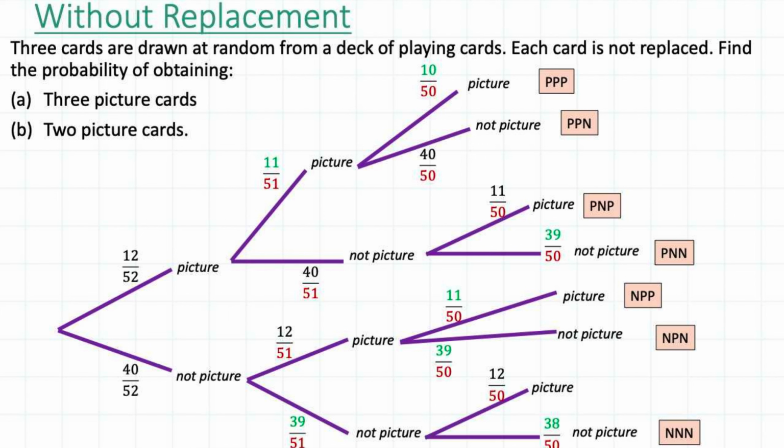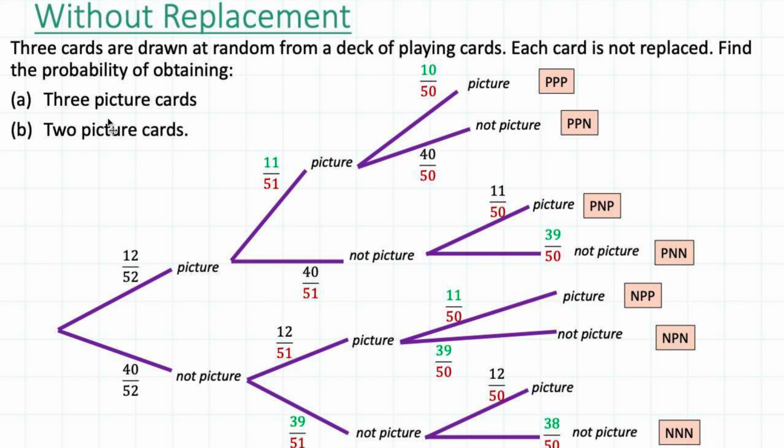And you can see the highlighted colors showing how the probabilities have changed. So if I pick picture, picture, picture, then it starts with 12, 11, and then 10. You can see the denominator decreasing as we go along. And at the end, I just listed out all the probabilities because this will help me answer the question. So for part A, I need 3 picture cards. So I'm looking for P repeated 3 times, which is the first option.